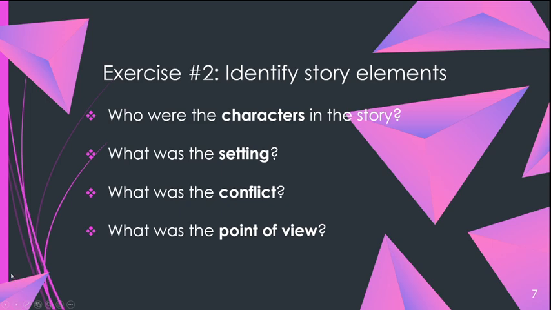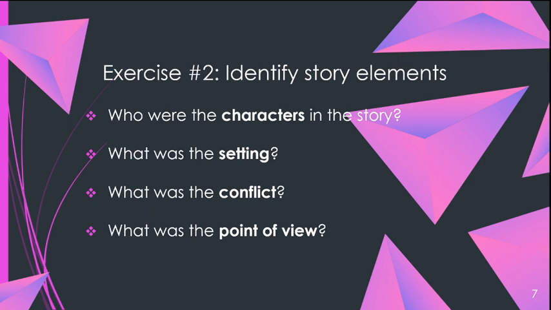Here's exercise number 2. I want you to answer these 4 questions as part of exercise number 2. Number 1, who were the characters in the story that you just read? Like I said, there are 5 characters, so that's a hint. Number 2, what was the setting? Where and when was the story placed? Number 3, what was the conflict? Was it person versus self, versus society, versus nature, versus technology, versus supernatural?